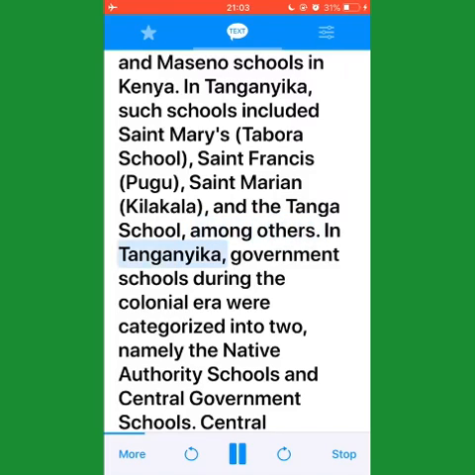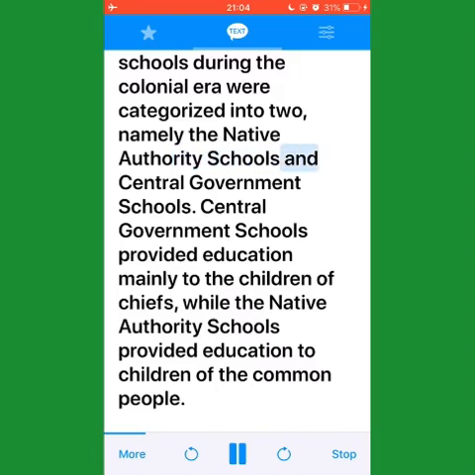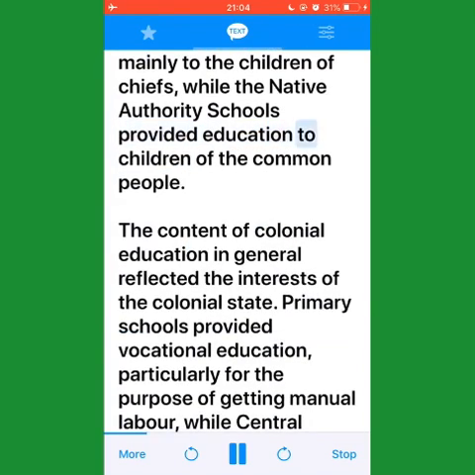In Tanganyika, government schools during the colonial era were categorized into two, namely the native authority schools and central government schools. Central government schools provided education mainly to the children of chiefs, while the native authority schools provided education to children of the common people. The content of colonial education in general reflected the interests of the colonial state.